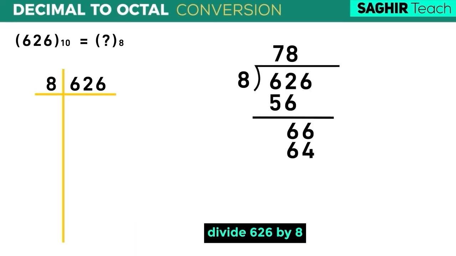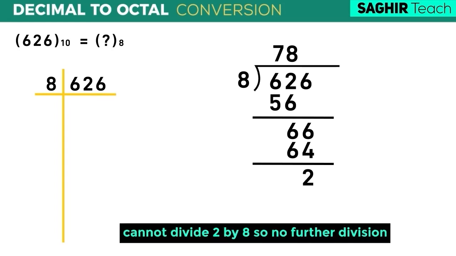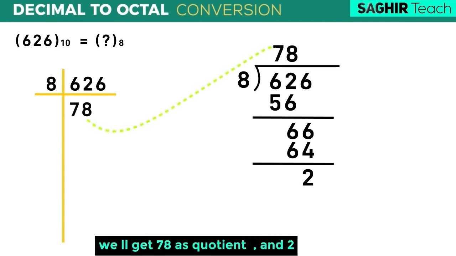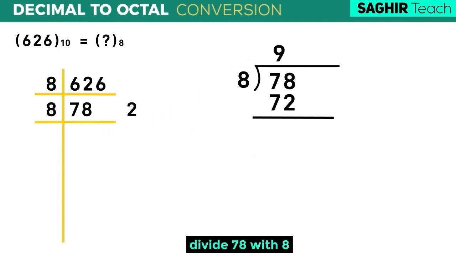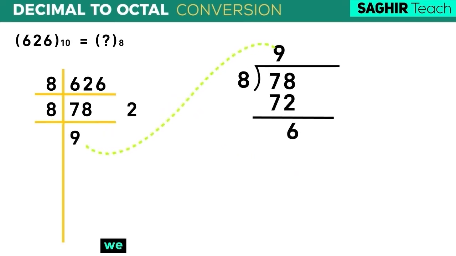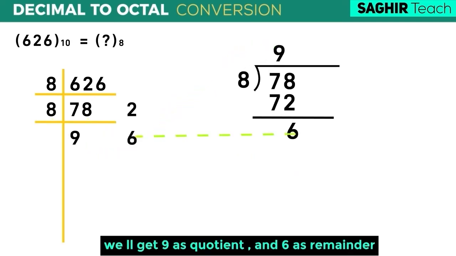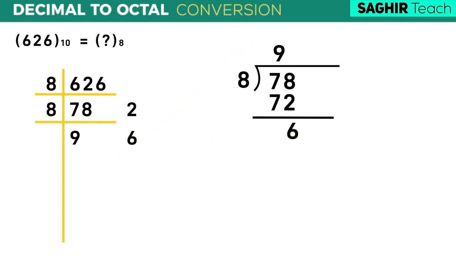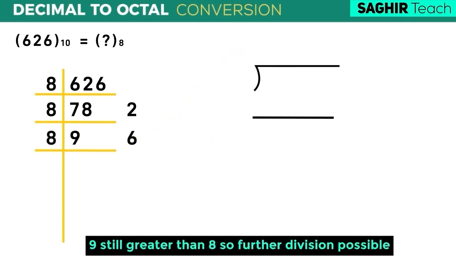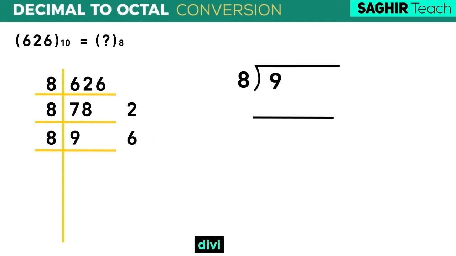So after the end of the first calculation, what we get is 78 as the quotient and 2 as the remainder. As we can see, 78 is not less than 8, so we will continue our division process, and at the end of this calculation we get 9 as the quotient and 6 as the remainder. As we can see, we have got 9 as the quotient, so we have to perform one more calculation at least. As you should know, the calculation only stops in this type of conversion when the quotient is less than the divisor. So let's divide 9 by 8.